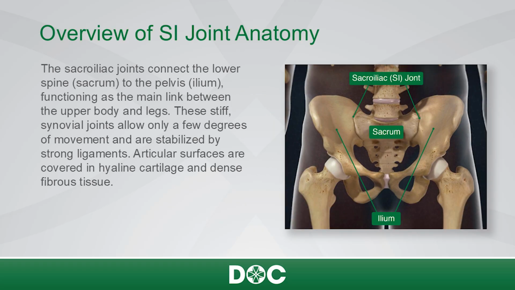So, getting right into it, what is the SI joint? Where is the SI joint? And where can this present with pain? If you can see on the picture here, the SI joint is this little line right here. It's below the lumbar spine, and located on your body around your lower back and buttock area.